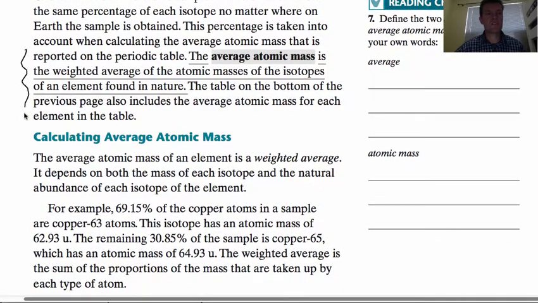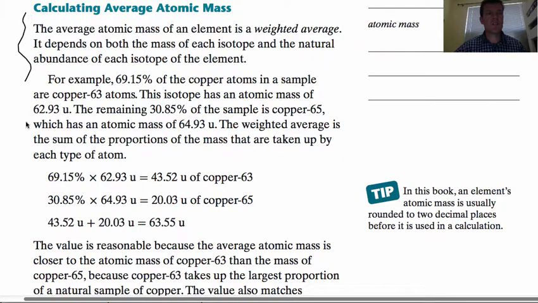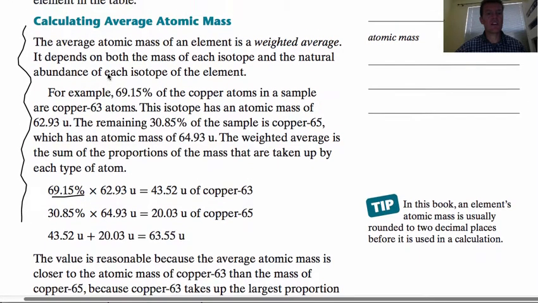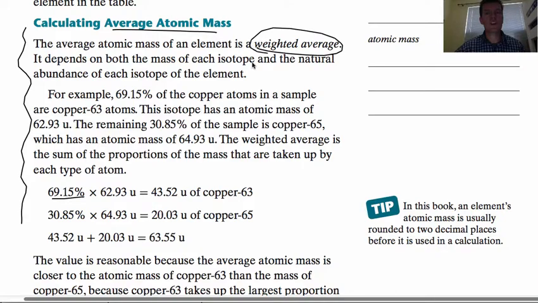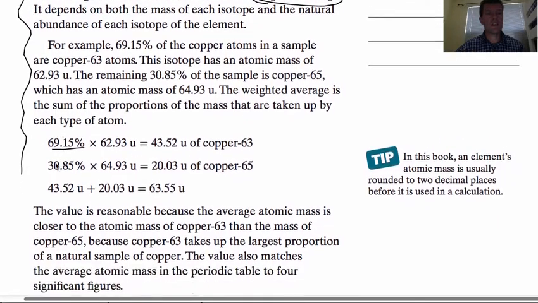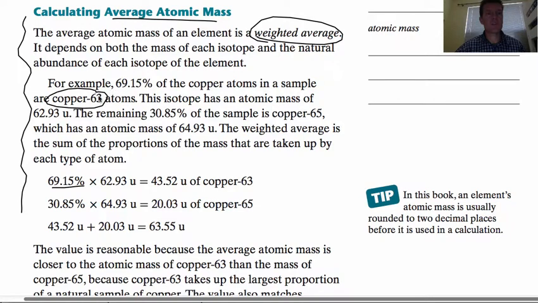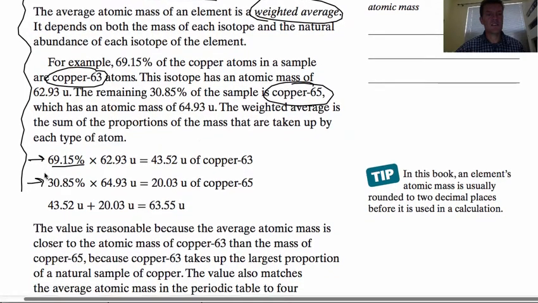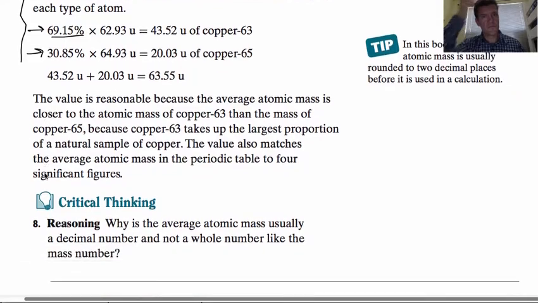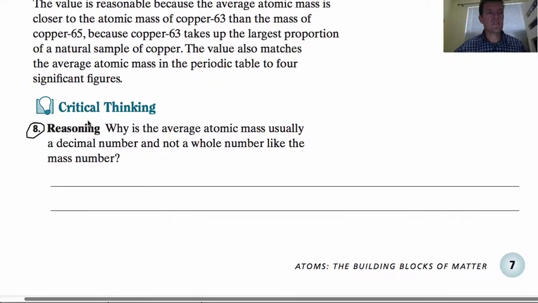And that's what this talks about right here. And there's an example. You can look through this example and see how they're calculating the average atomic mass, the weighted average of, I think they use 3 different isotopes here for copper. Copper 63, copper 65, oh, I guess it's just 63 and 65. Yep. So 63 and 65. Okay? All right, you can answer these questions here.